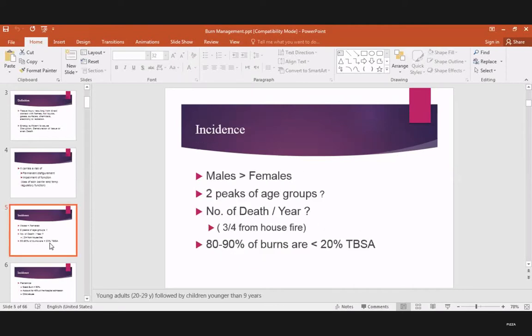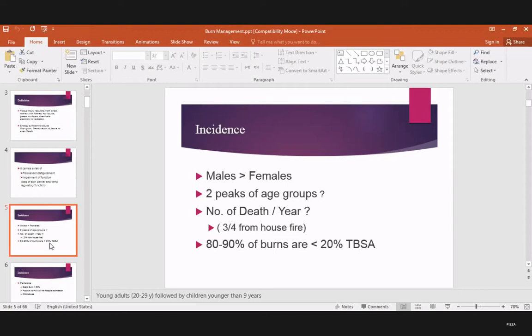If we talk about incidence, burn injuries are more common in males as compared to females, and there are 2 peak age groups according to the exposure. The first peak is 20 to 29 years of age adults, because they are working in environments where they are more exposed to burns, flames or chemicals. The second peak is small children who are less than 9 to 10 years of age.